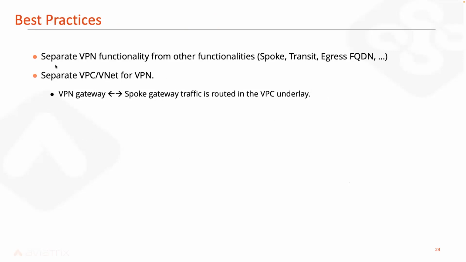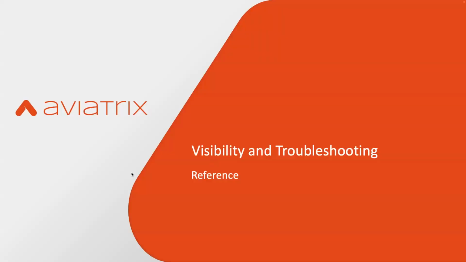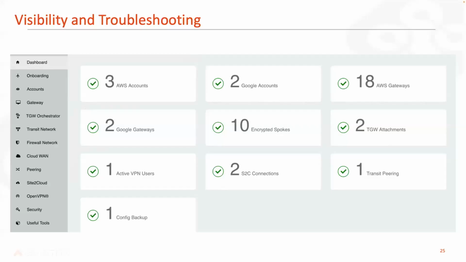As we discussed, the VPN gateway is a specific gateway. It's not a spoke gateway. The traffic between the VPN gateway and the spoke gateway is routed in the underlay. This is the beauty of the platform, whereby the controller programs all of the underlay routing to make sure this end-to-end connection works.